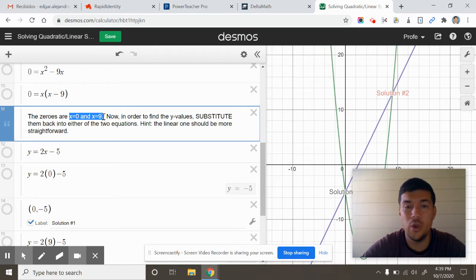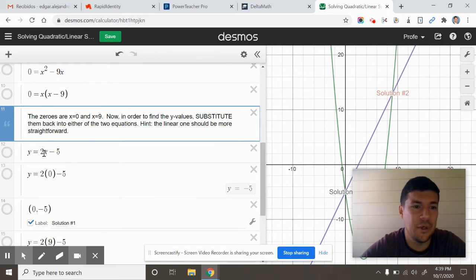So you know that one of the solutions has x equals 0, it needs a y value though, and the other solution is going to be x equals 9. I was wrong. I think I said 8 at the beginning. It's x equals 9. It just needs its y value. All you need to do is substitute these two inputs back into the equations in order to find the output. The cool part is you can substitute into the quadratic or the linear, whichever one you want to. I would do the linear just because it's only a couple of calculations.